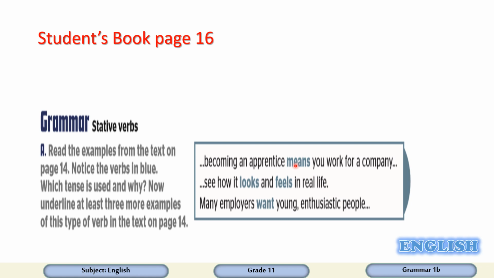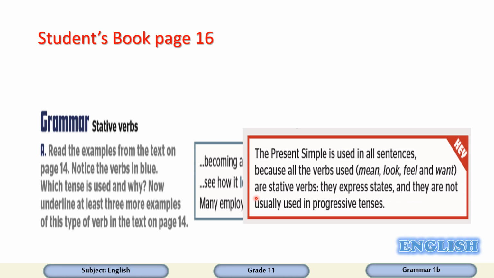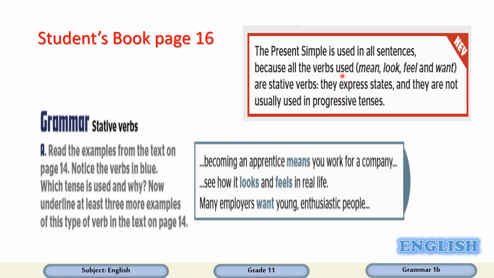The verbs are means, looks, feels. Notice here that the verbs are with s, and want in the base form, because many employers, the subject, is plural. So the tense, yes, is the present simple. The present simple is used in all of them because all the verbs used, like mean, look, feel, and want, are stative verbs. They express a state. They are not usually used in progressive tenses.